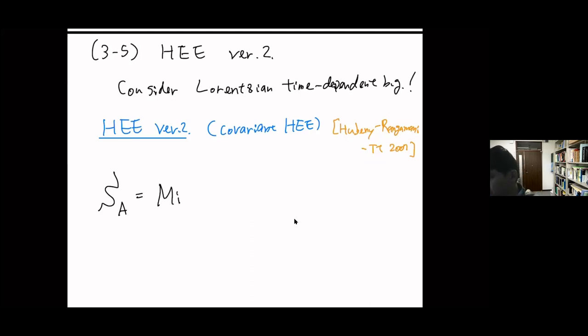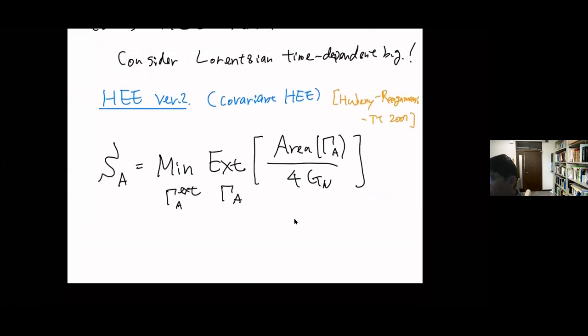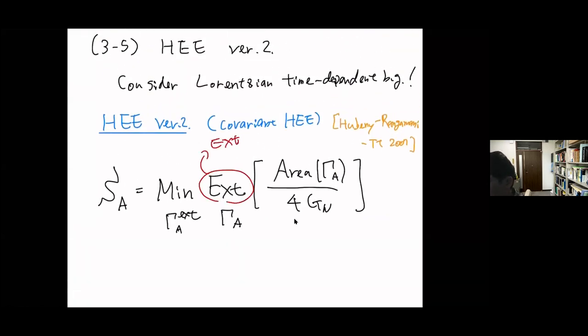So we need a two-step minimization and extremization. The point is that we have basically the same formula, area divided by 4 times Newton's constant. But first we extremize the surface, and finally, if we have several candidates, we pick the minimum. Extremize means that we compute the area and take the variation, setting it equal to zero. Right, this is a variation. So if there are some candidates, we minimize the area among extremal surfaces; such a surface with extremal area is called an extremal surface.